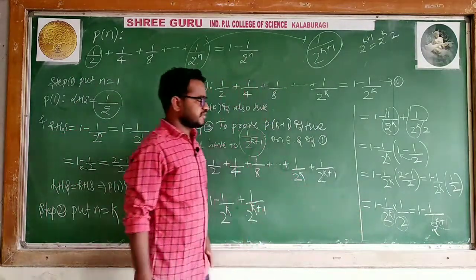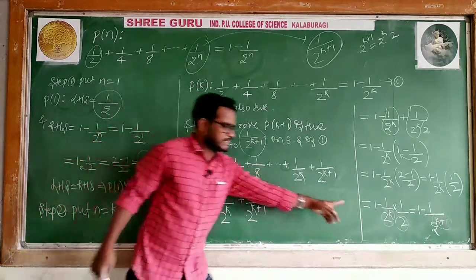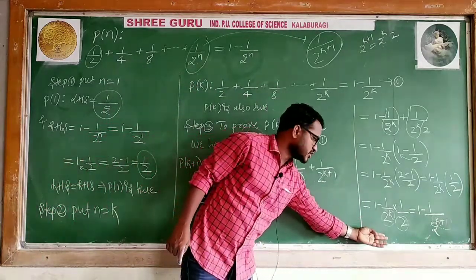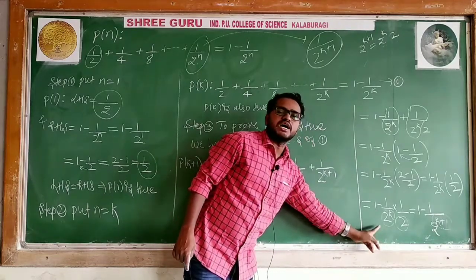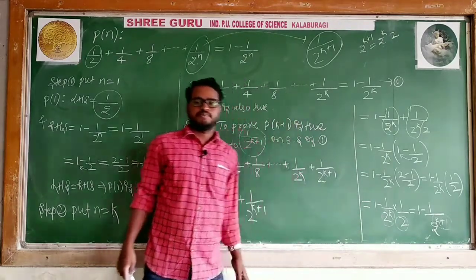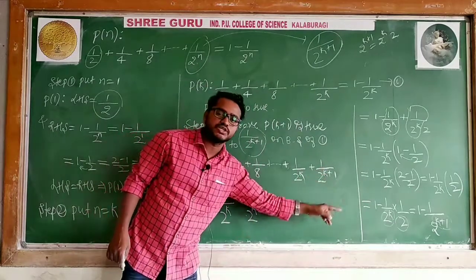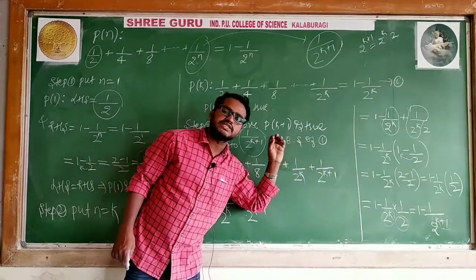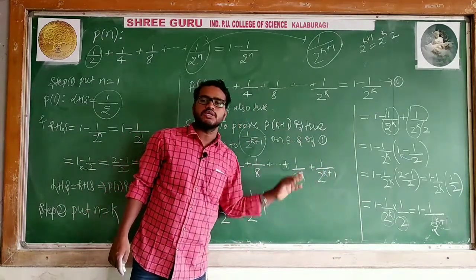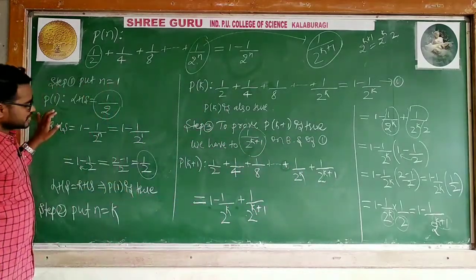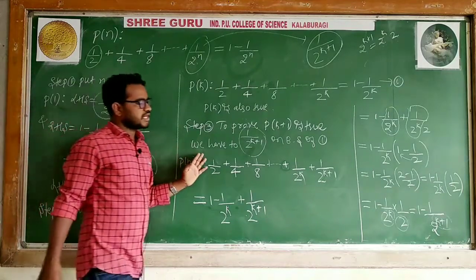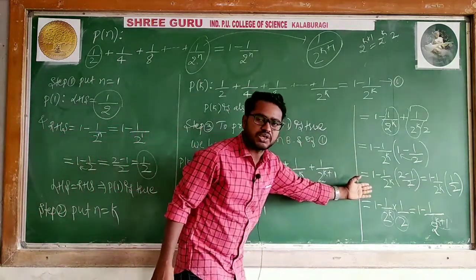You have to write yourself. After this step you write, I don't have space here, so you have to write in your notebook, P of K plus 1 is true. When this P of K plus 1 is true, it implies that you can say this given statement is true for all natural numbers, because it is true for n is equal to 1, it is true for n is equal to k, and then it is true for n is equal to k plus 1.